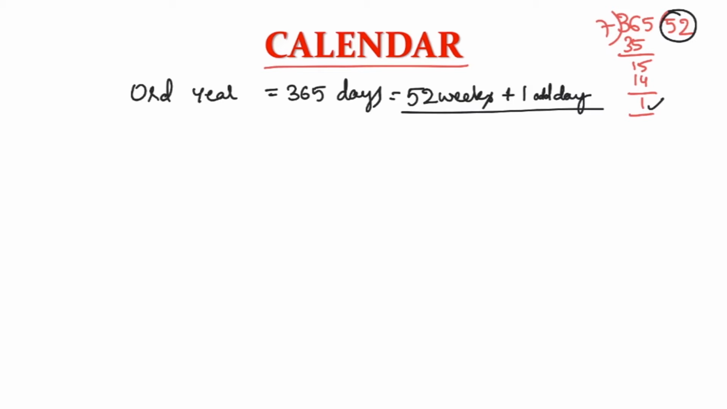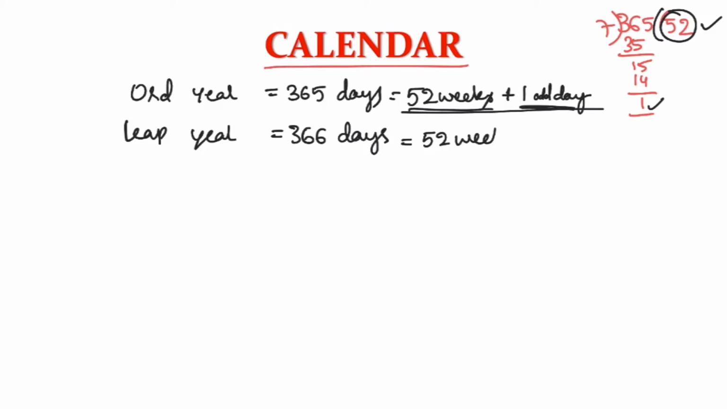Odd day means the number of days left after separating the total number of weeks. Here we separated 52 weeks, still one day is left, we call that an odd day. And a leap year contains 366 days, which are equal to 52 complete weeks plus 2 odd days.